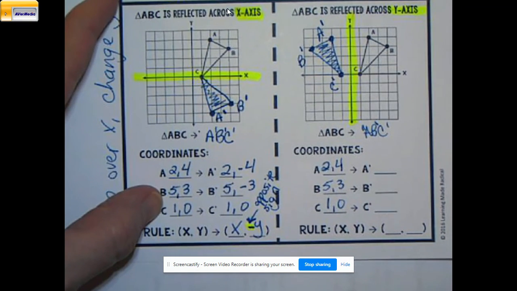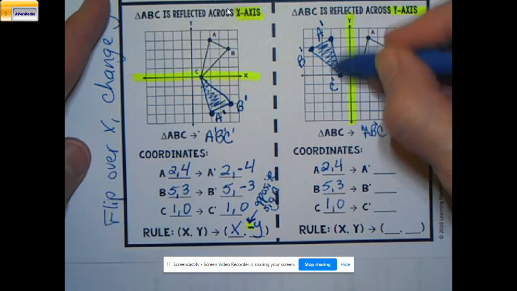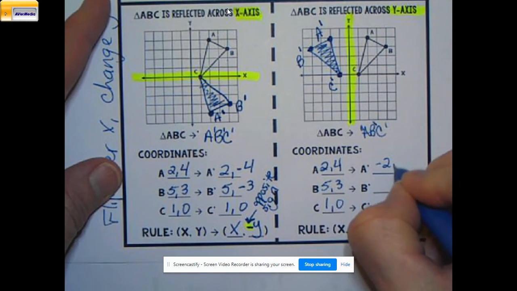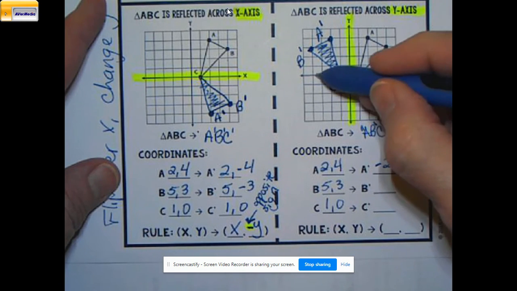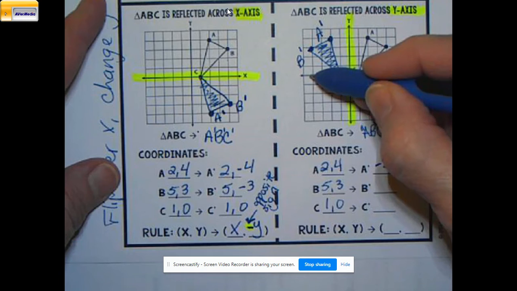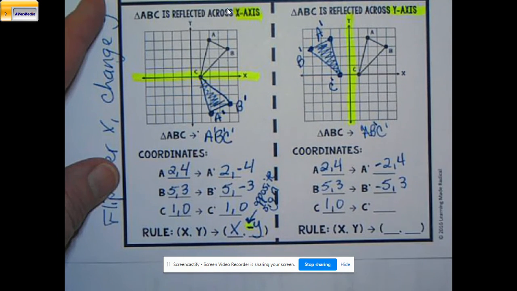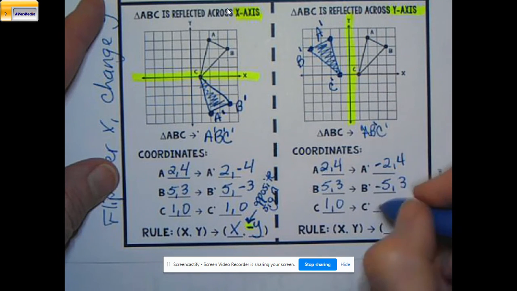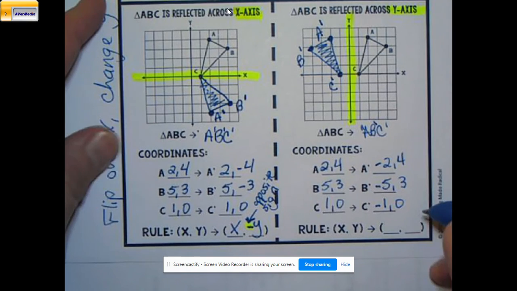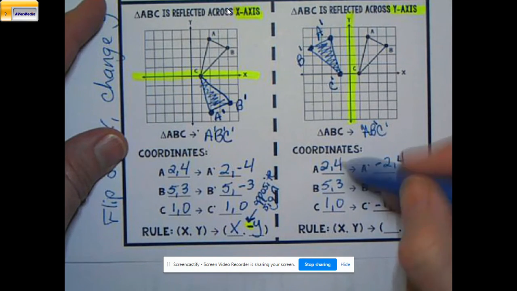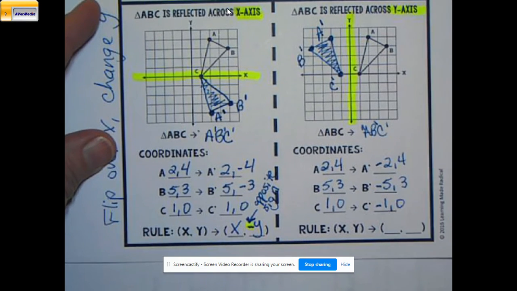Now let's look and see where A prime is. A prime is now (-2, 4). Point B prime is at (-5, 3). And point C prime is (-1, 0). So if you notice this time, the y values didn't change, but the x values did, that first number.